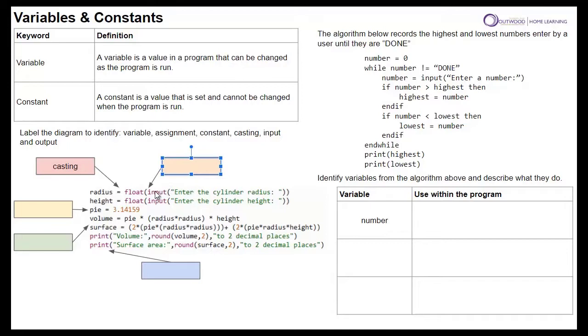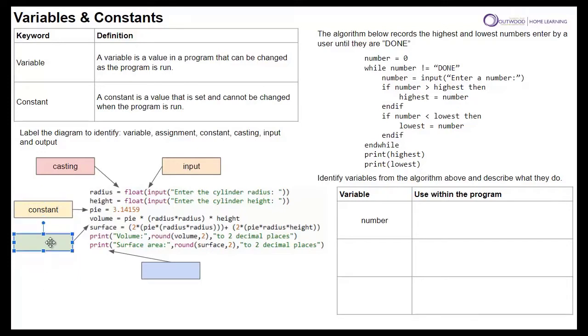The orange box is pointing just about at the input, so unsurprisingly that is an input. Here we've got pi equals 3.14159. Well, that is setting it and it is not changing. Therefore, that is a constant.